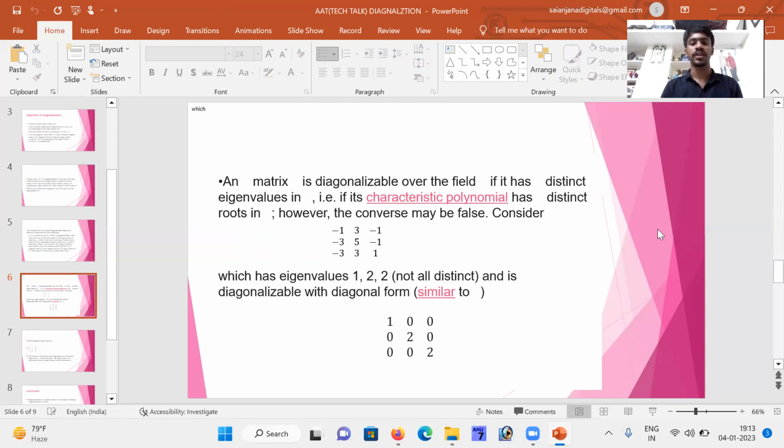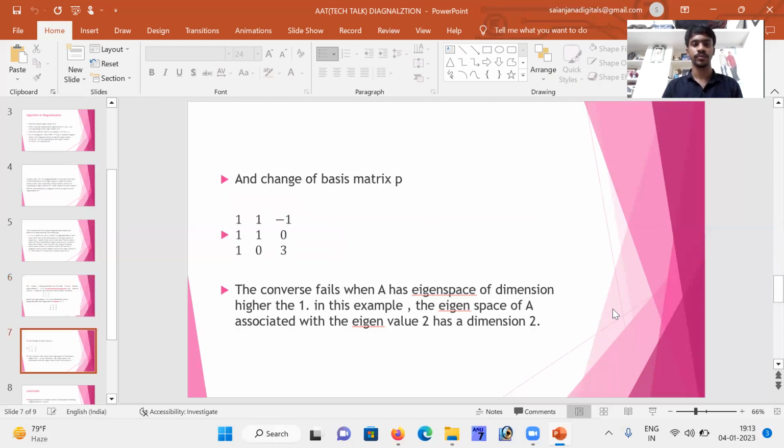Not all distinct, and it is diagonalizable with a diagonal form similar to this, where the principal diagonal elements are the eigenvalues and all other elements are zeros. Next, the change of basis matrix P. The matrix P is 1 1 1, 1 minus 1 1, 1 0 1 0 3.